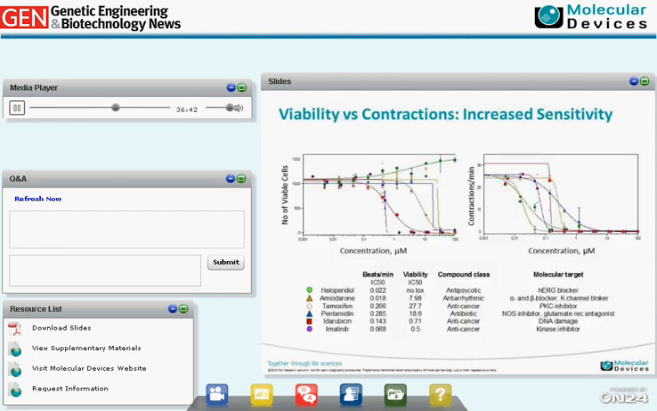And if we then compare this assay, which is monitoring the perturbation of the contraction rates, to the viability assay, we can see a dramatic increase in sensitivity. For example, in haloperidol, where we saw no toxicity at all in our cell viability assay, we now see an IC50 of around 22 nanomolar. Other compounds, too, we see dramatic decreases in the IC50s for toxic effects or perturbations of beating rate.